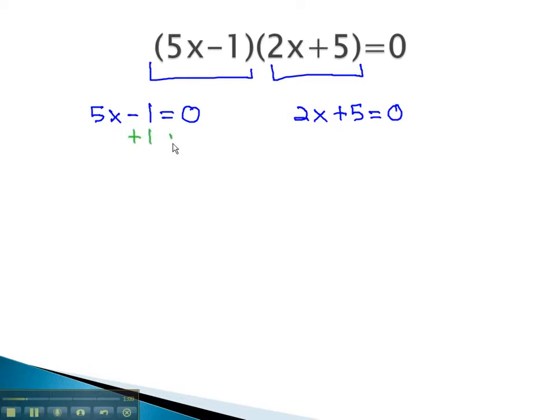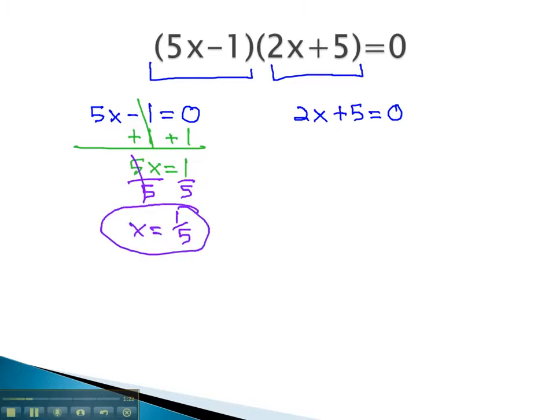The first equation we solve by adding 1, 5x equals 1, and finally dividing by 5. x could be equal to the fraction 1/5. When it does, the first factor equals 0, and 0 times anything is always 0.